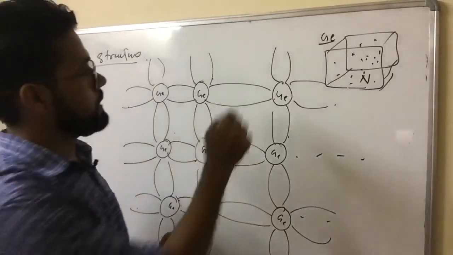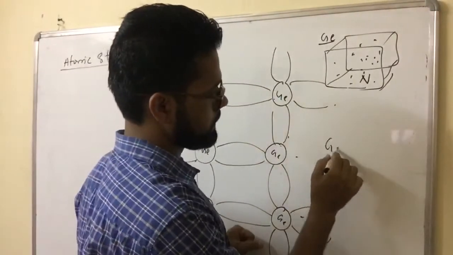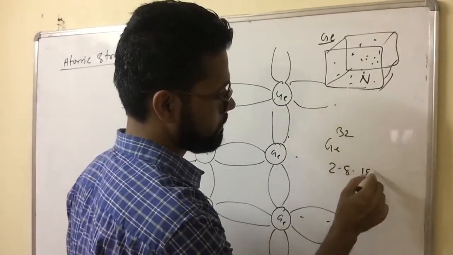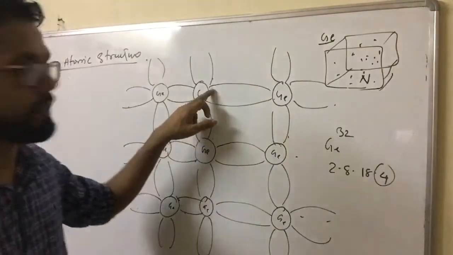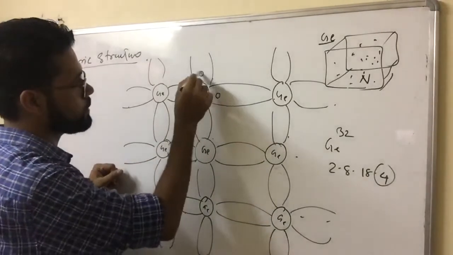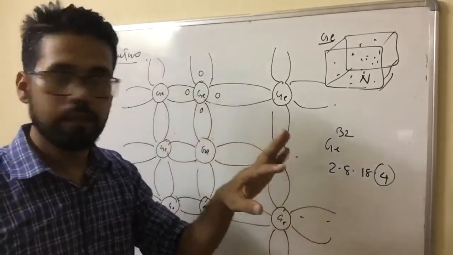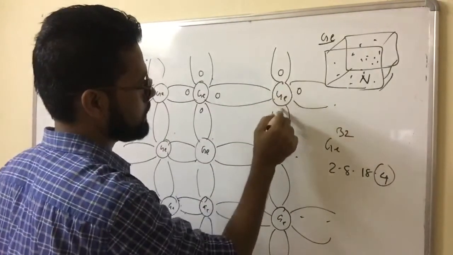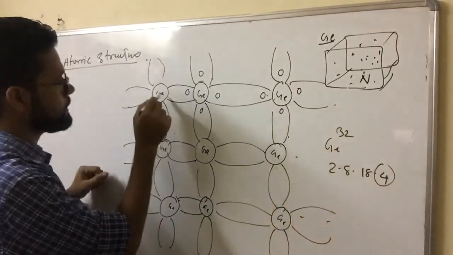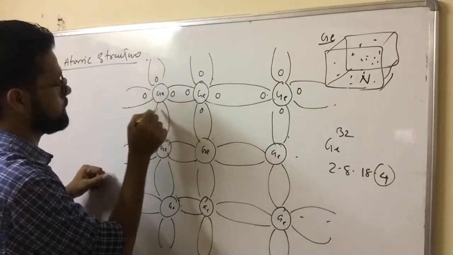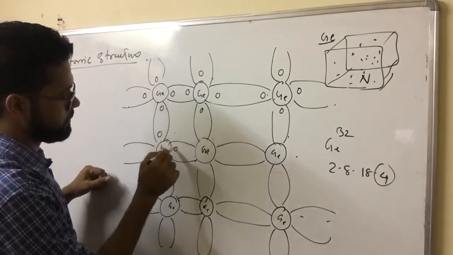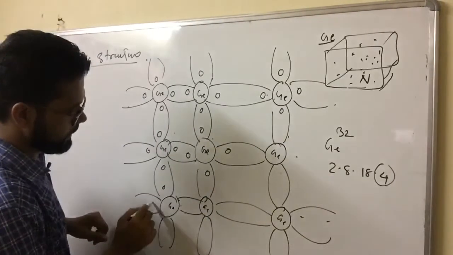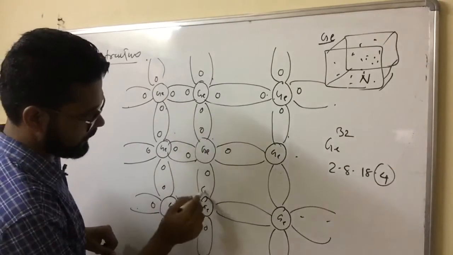Now, germanium has atomic number 32, with configuration 2, 8, 18, 4. So 4 electrons will be here: 1, 2, 3, 4. Clear? 4 electrons in this one. This germanium atom has 4 electrons: 1, 2, 3, 4. This germanium atom also has 4: 1, 2, 3, 4. This germanium also has 4. This germanium is similar; all are identical germanium, so it will have 4 electrons.